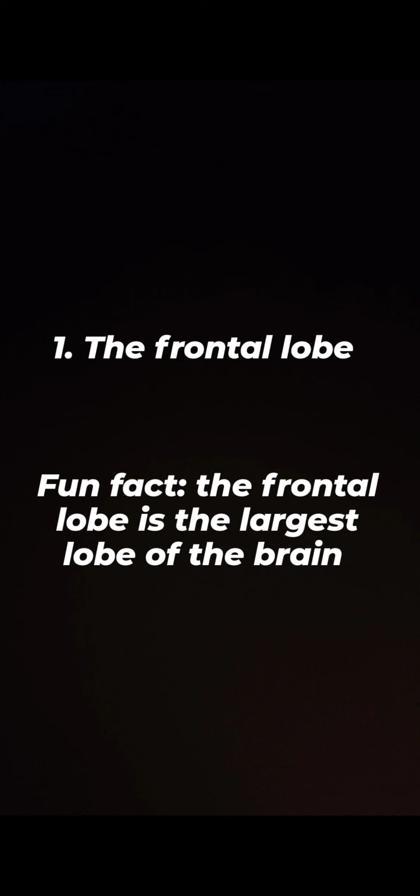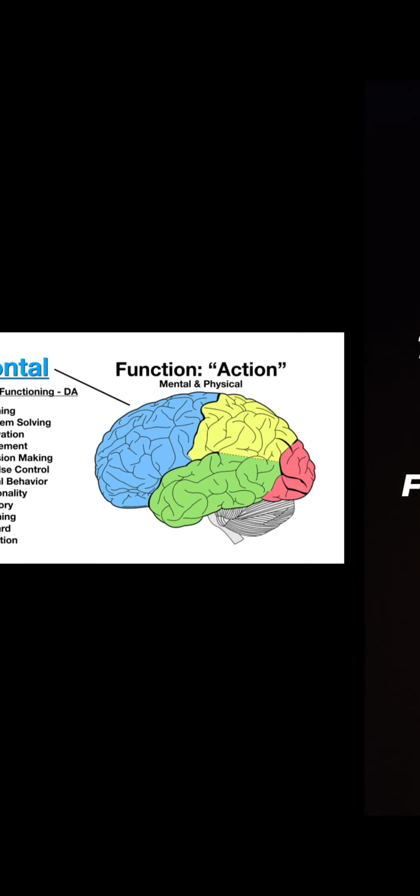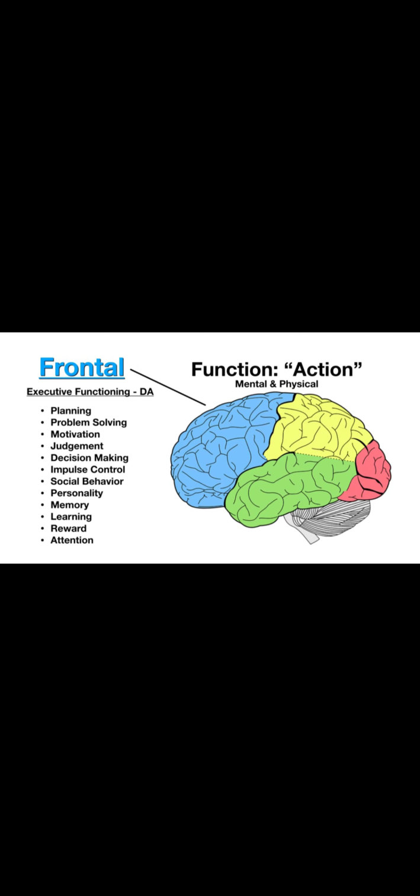First is the frontal lobe. Fun fact, the frontal lobe is the largest lobe of the brain. The frontal lobe has many functions including planning, problem solving, motivation, judgment, decision-making, impulsive control, social behavior, personality, memory, learning, reward, and attention.